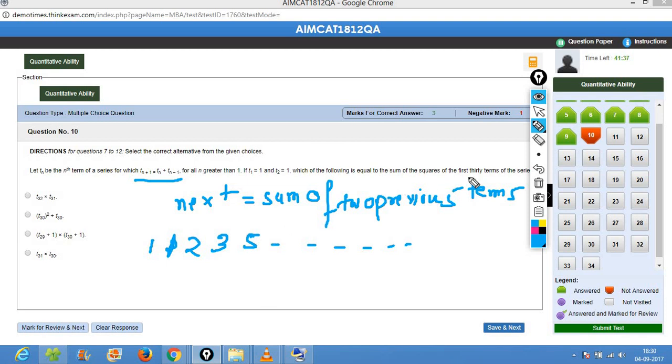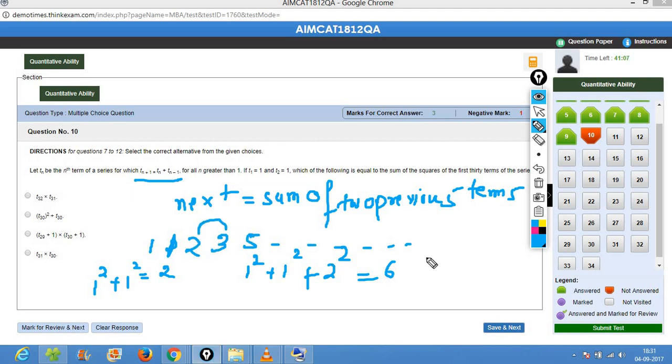Let's find out some pattern. What is the sum of squares of first two terms? 1 square plus 1 square, that is 2. Okay, I'm not getting any pattern. This is somehow related to the third term, but let's look at another. The sum of squares of first three terms is 4 plus 1 plus 1, 6. This is connected to these two terms, 2 into 3.